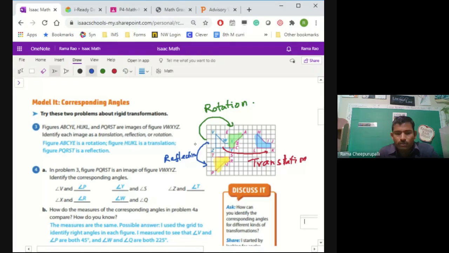So I'm going to leave this one for a minute. See if you guys have any questions, put them in the chat box quickly. Okay. All right, so I don't see any questions there. That's good. All right, so since you guys understand what reflection, rotation, and translation mean, that's good.